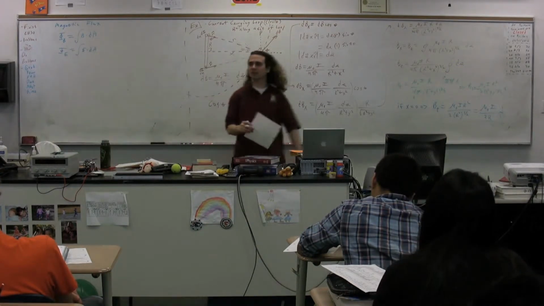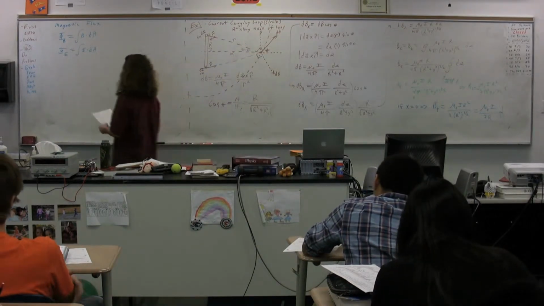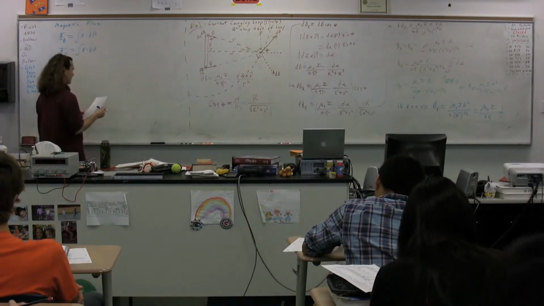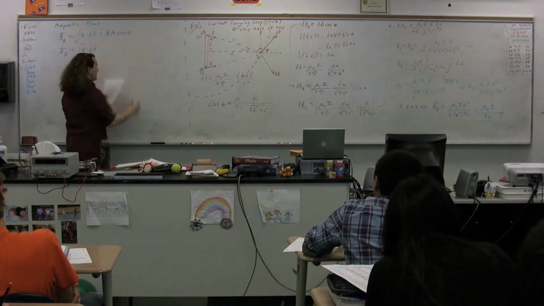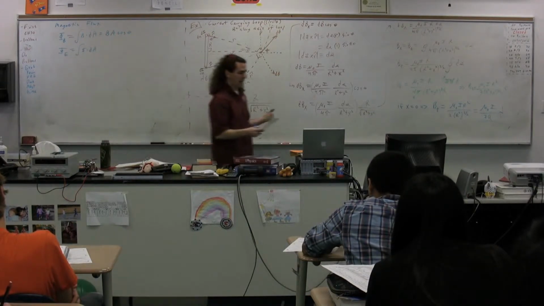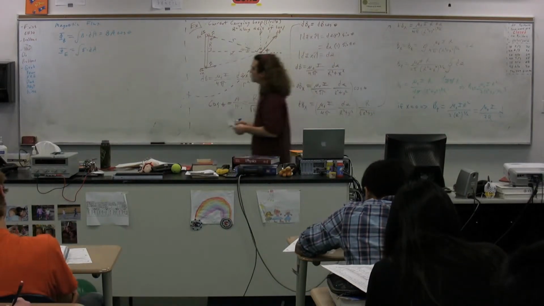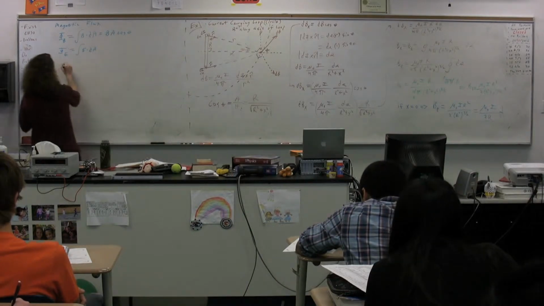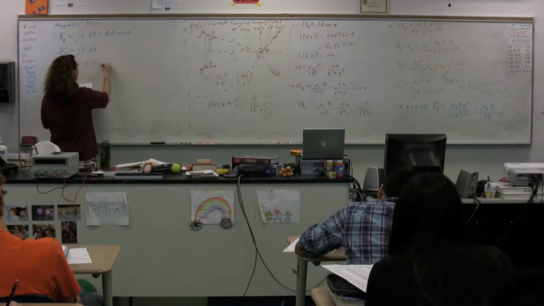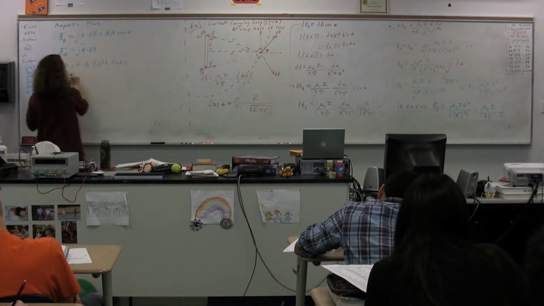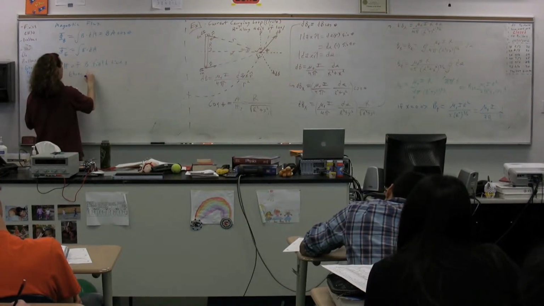So you've worked with electric flux before. Magnetic flux is just substituting magnetic field instead of electric field. So it would be equal to BA times the cosine of theta if you have a constant magnetic field, area, and theta. And it is literally the number of magnetic field lines through a plane.